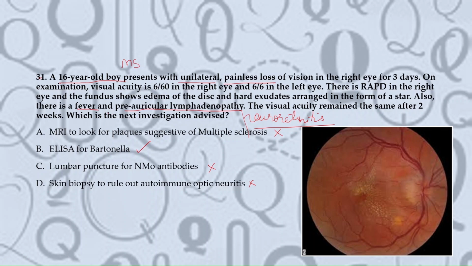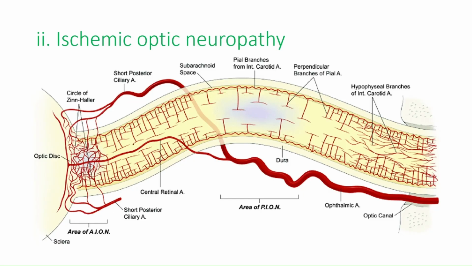So cat scratch disease is characterized by fever, preauricular lymphadenopathy and usually responds very well to doxycycline. It is not a common disease in India. It is common in the West. So let's come to this diagram again to understand ischemic optic neuropathy.